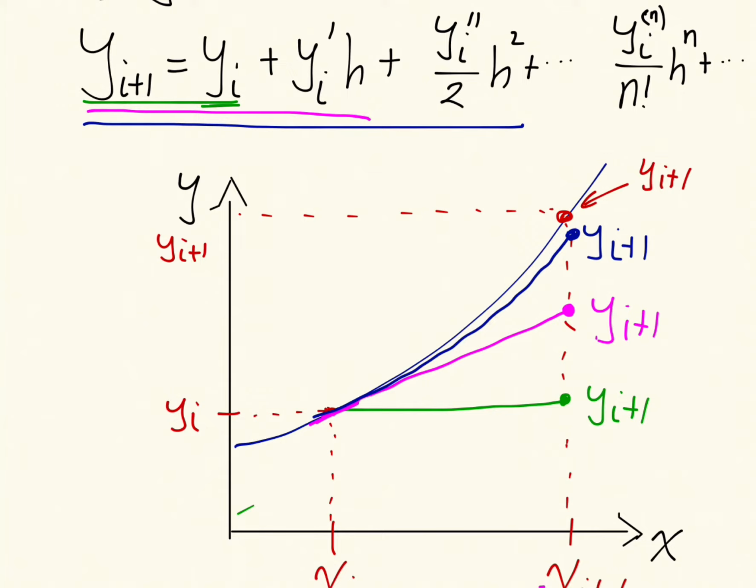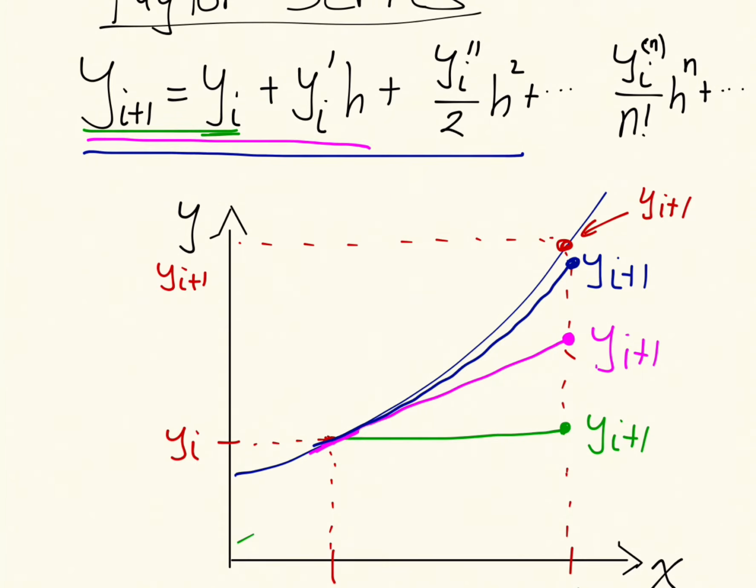Now, the Taylor series is useful in telling us more information about numerical methods. For example, Euler's method only includes these first two terms, so the purple line, and that tells us that Euler's method has a second order local error, and it's a first order method overall. A more detailed explanation of that is given in a different video.